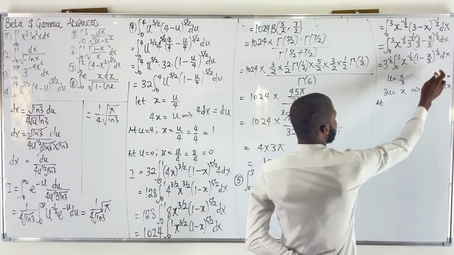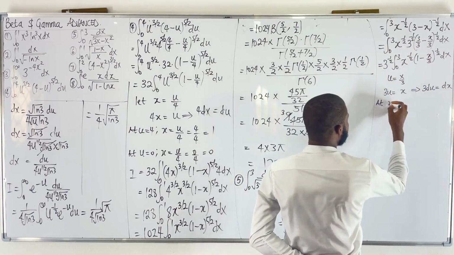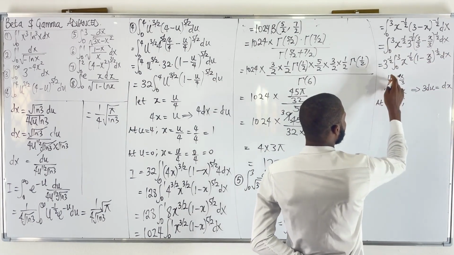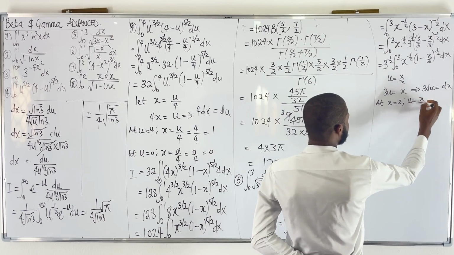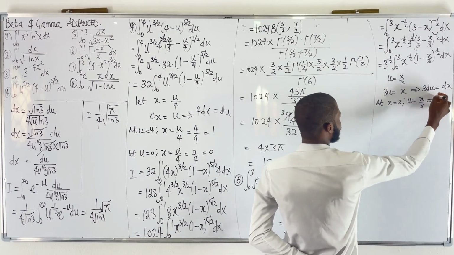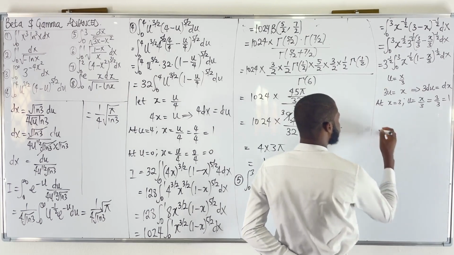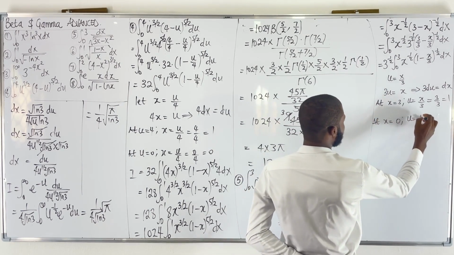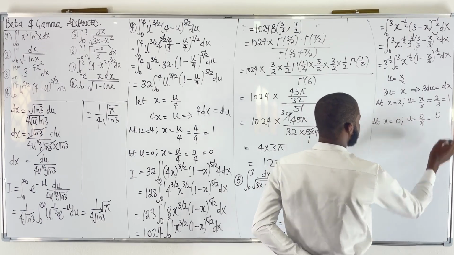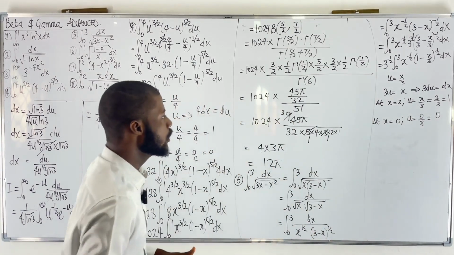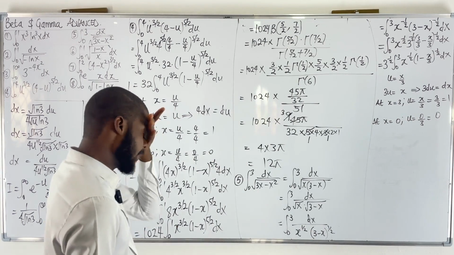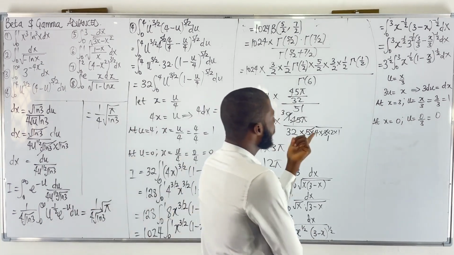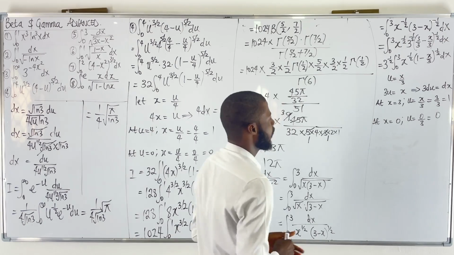So at x, because it's with respect to x, at x equal to 3, what will be the value for u? Remember that u is x over 3. So when you put 3 over 3, that's going to be 1. Then at x equal to 0, u will become 0 over 3, so that's 0. So that's what we have.